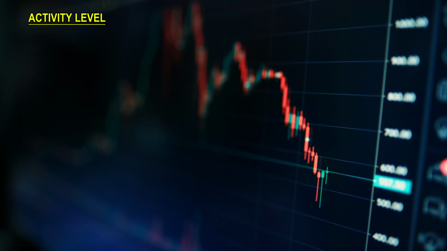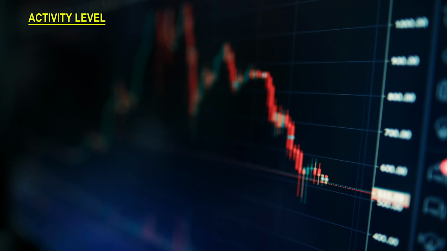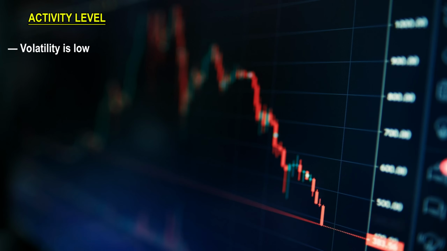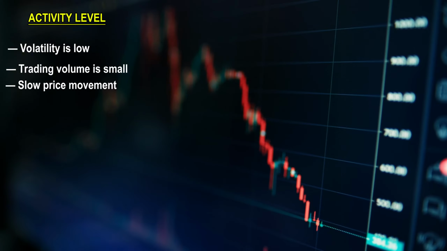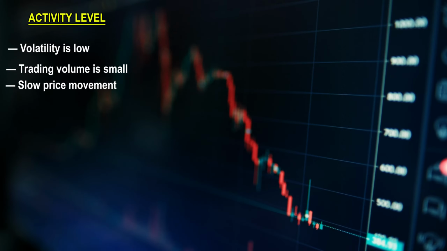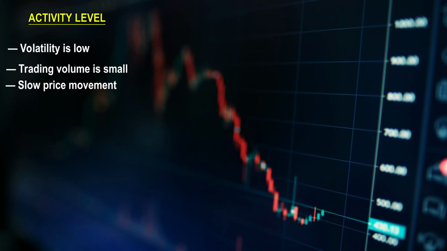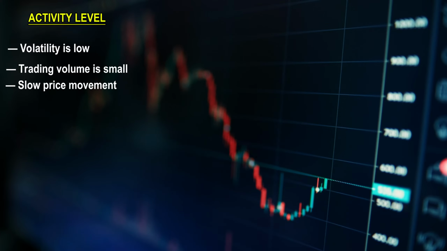This session is ideal for beginners or traders who prefer a calmer market. Volatility is low, trading volume is smaller, and price movements are usually slow and controlled. Because of this, it's a great time to practice strategies without heavy pressure from fast price swings.